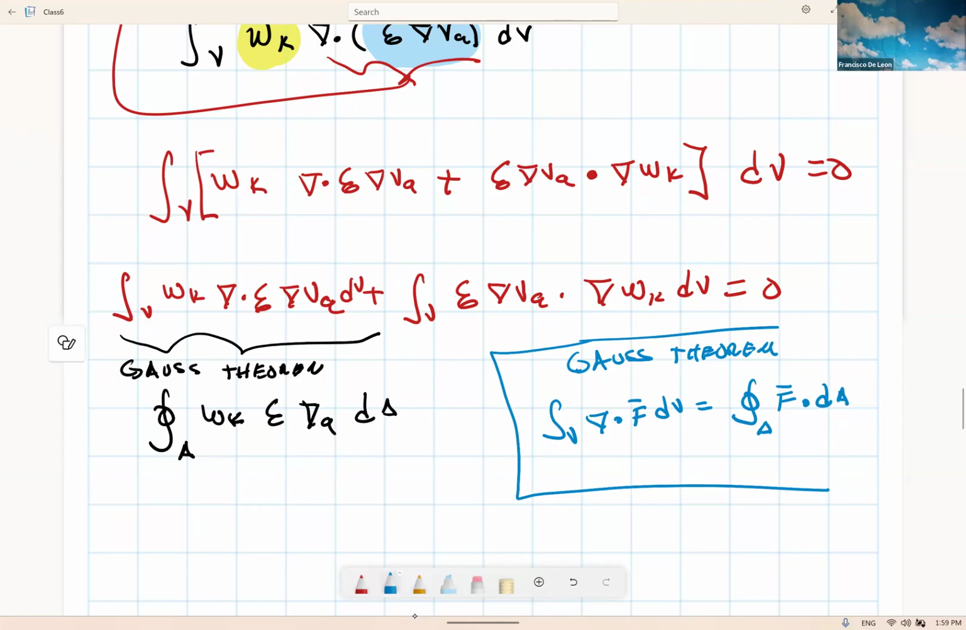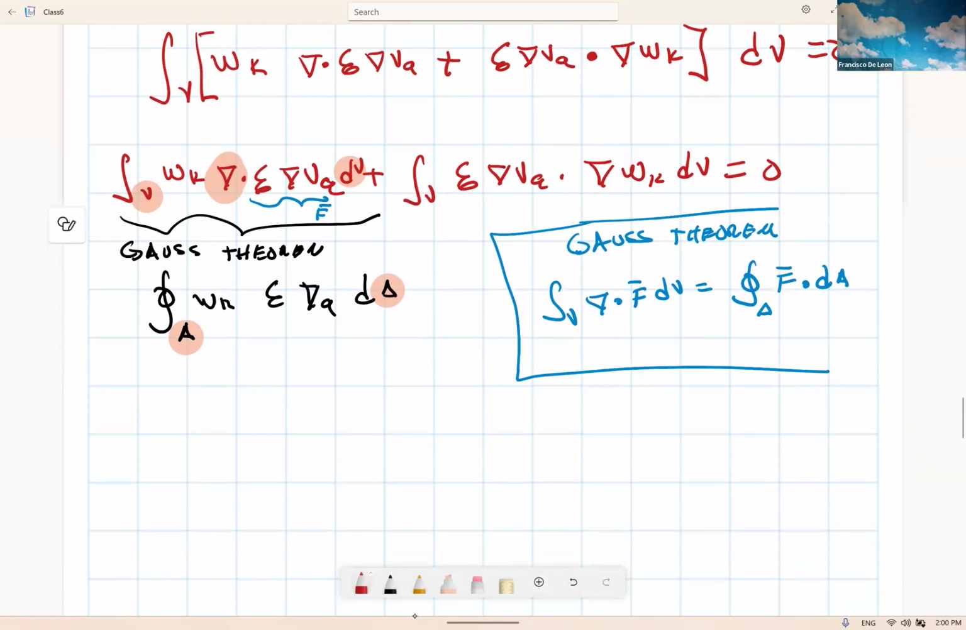Okay, so F here will be this, right? This is F. The WK, well, it can be out if you want. We can take it out or it's inside. WK. Okay. So the only thing I need to do is to remove this gradient, right? This divergence, and change the volume by area and the volume by area, right? That's all I'm doing with this Gauss theorem.